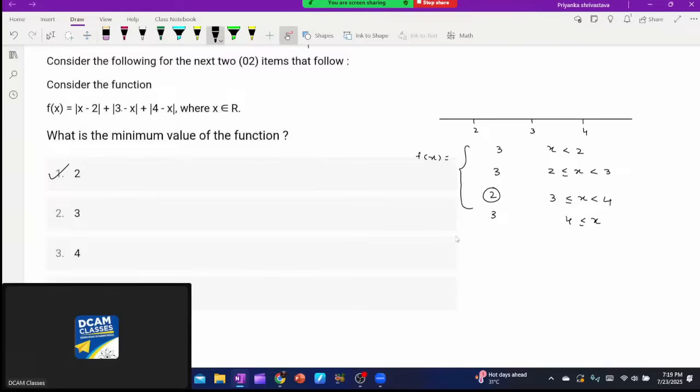The minimum value is 2. And why are we getting 2? Less than 2, take any value like x is equal to 0 if you want. For example, how will this be? 0 minus 2 will be negative.